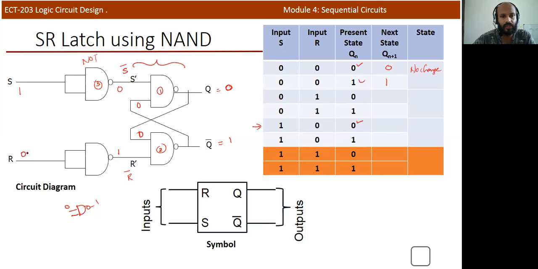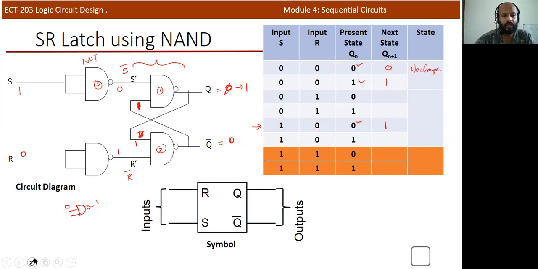Sorry, here S is equal to 1 and R is equal to 0. And here you are getting S bar equal to 0 and R bar equal to 1. Okay. And assume that the present state is 0. Present state is 0. And here Q bar is equal to 1. And if Q bar is equal to 1 and S bar is equal to 0, if any one of the inputs is 0, output becomes 1. So this 0 will change to 1. Okay. Now this 1 is propagated to the input of the second NAND gate. So both inputs are 1 1. So output becomes 0. So now this 0 is changing to 1.